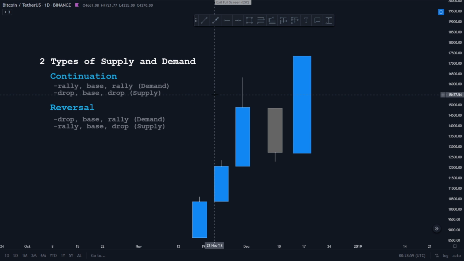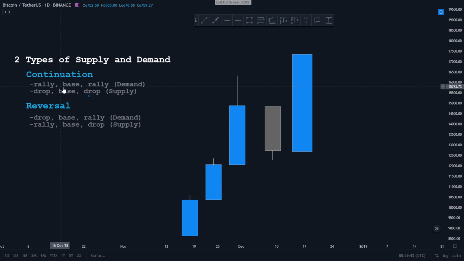We have many types of supply and demand zones, but to make it simple, we can speak about two types. All the types that we have can be categorized into two types, and those are continuation and reversal formations. Continuation means rally base rally or drop base drop, and reversals would be drop base rally or rally base drop. So we start with the rally base rally.